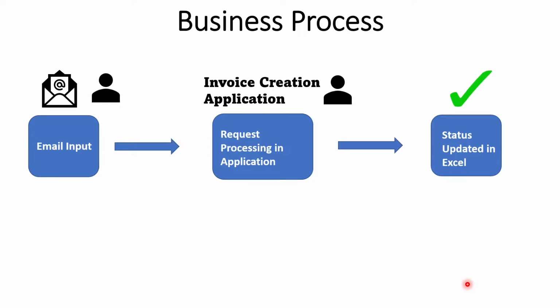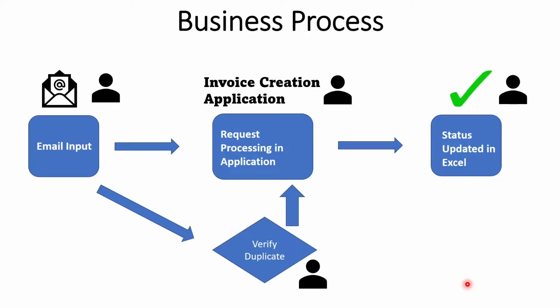Now he will take the invoice number and open the status Excel. He will insert the invoice number, date and other details, and update the status. There will also be a step where he verifies for duplicates. Before creating the invoice, he will first go to the Excel and check if the invoice has already been generated. If yes, he will not generate the invoice again. Otherwise he will create the invoice.